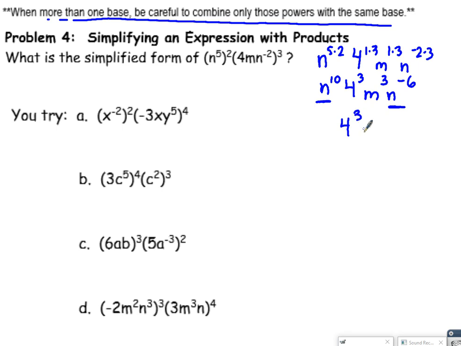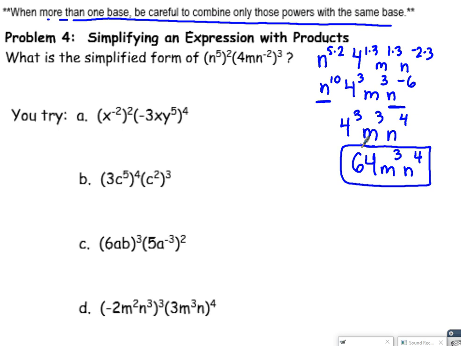n to the 4th power. I don't notice any other bases that are the same, but I can expand 4 cubed to get 64, m cubed, n to the 4th power. Pause the video, but before you do the U-tries, remember all of your previous rules that you have learned and put them all together. Pause now.